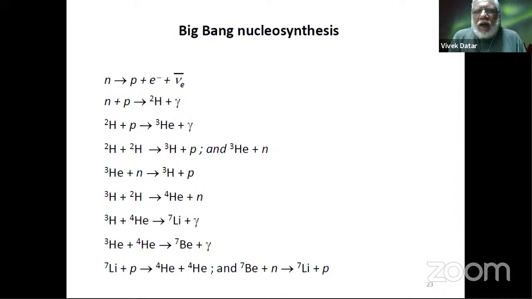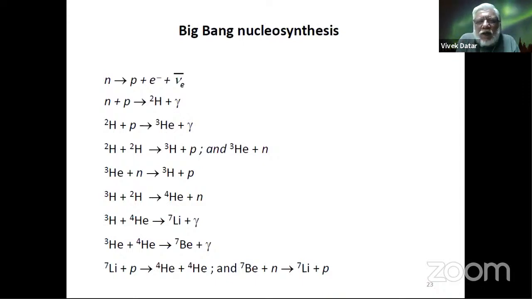By the way, in the very early days, Gamow thought that all the nuclei are actually synthesized during the Big Bang. However, very quickly it was realized that that cannot be so, and so these are the reactions that indeed take place. The neutron and proton combine to give you a deuteron. A deuterium nucleus radiatively captures a proton to give you helium-3 and a photon. Two deuterium nuclei can form a tritium and a proton, and also a helium-3 and a neutron.